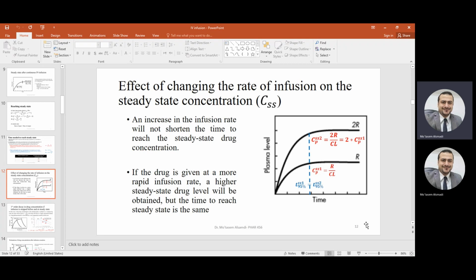We said that if I increase the input rate, we need this piece of information for today's class. If I increase the input rate from R to double R, the clearance will not be modified, but the steady state will be doubled, and also the concentration at any time point will be doubled, right?